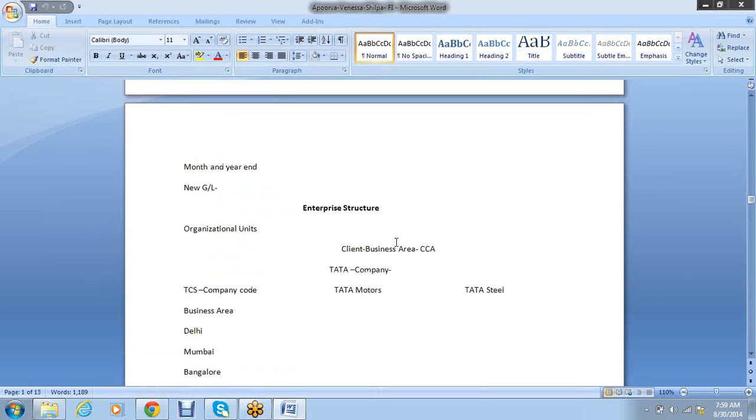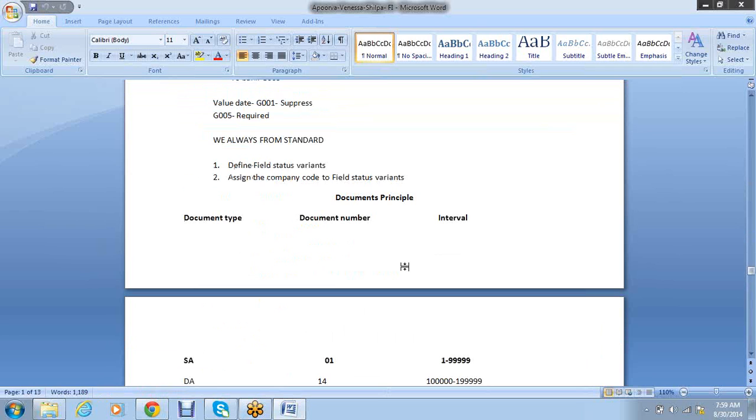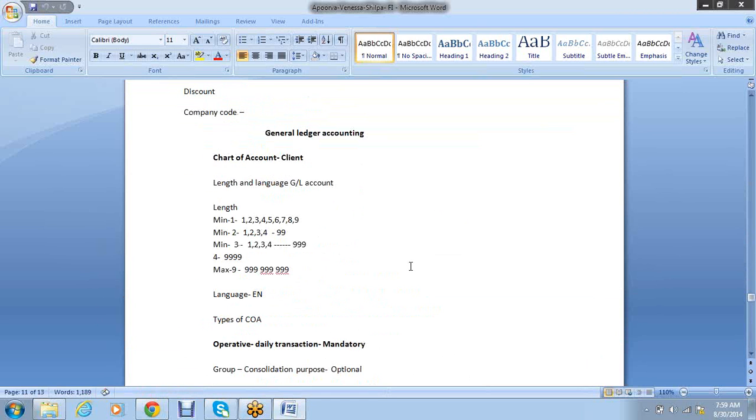In the general setting, the first concept comes from your chart of account. Okay, chart of account is defined at your client level. Chart of account describes the length and language of your GL account. Chart of account is one of the most important configurations, which integrates to your GL account.